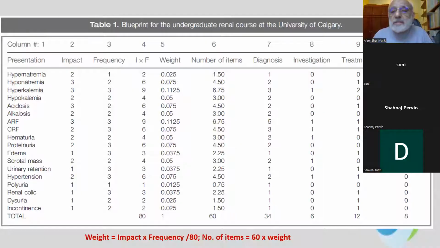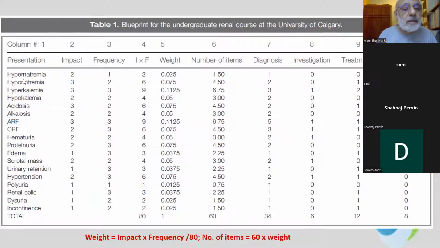Now, this is the complete calculation of blueprint. We have been referring to this table in previous slides. If you see, the first column is the conditions. Second is the impact. Third is the frequency. Fourth is impact multiplied by the frequency. And the fifth one is weight, and then based on that, the number of items.